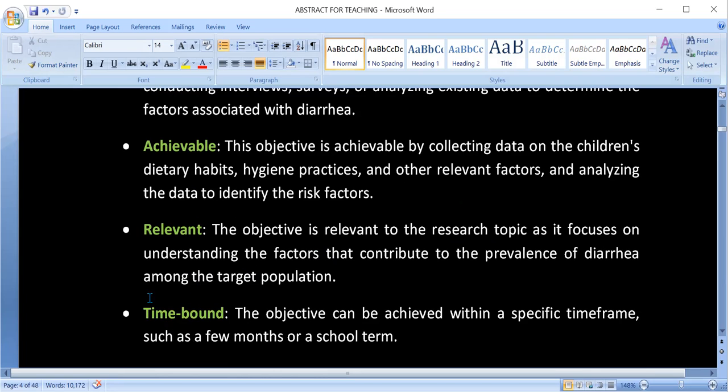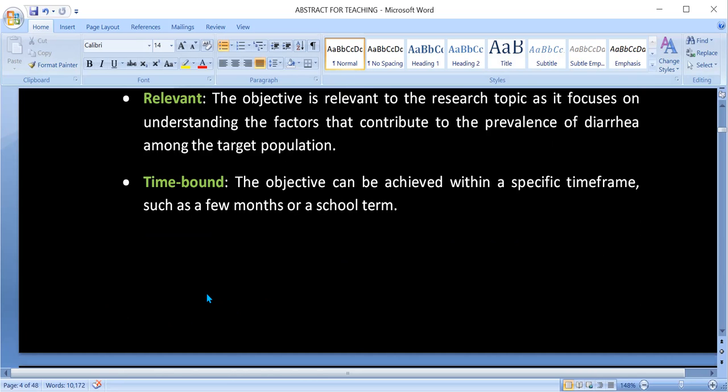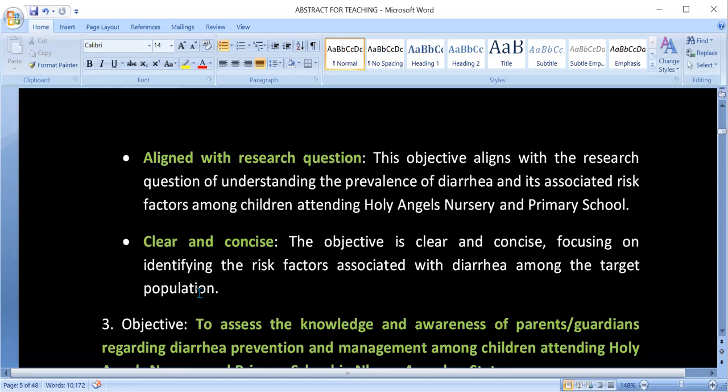The objective is relevant because it focuses on understanding the factors that contribute to the prevalence of diarrhea among the target population. Is it time bound? Yes, we can do it within a time frame. Does it align with the research question? Yes. We can ask, what are the risk factors that contribute to the prevalence of diarrhea among these school children? So it aligns with the research question.